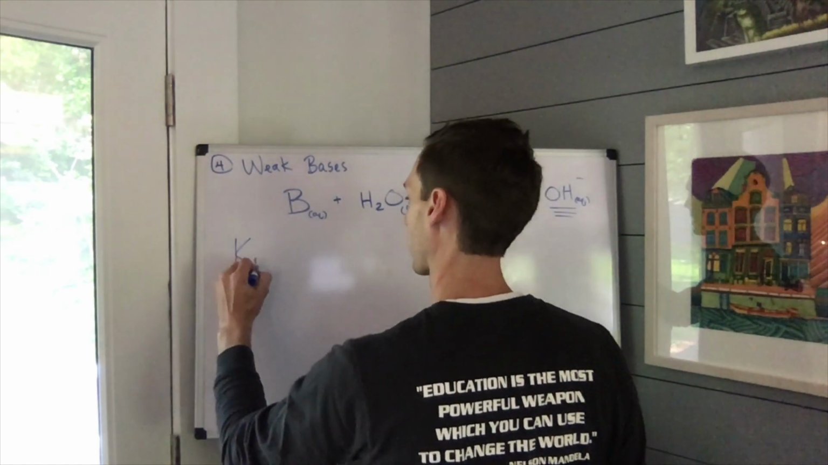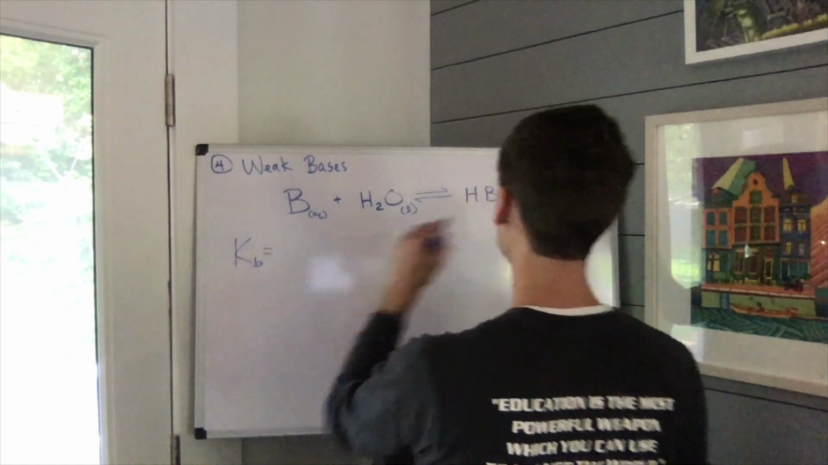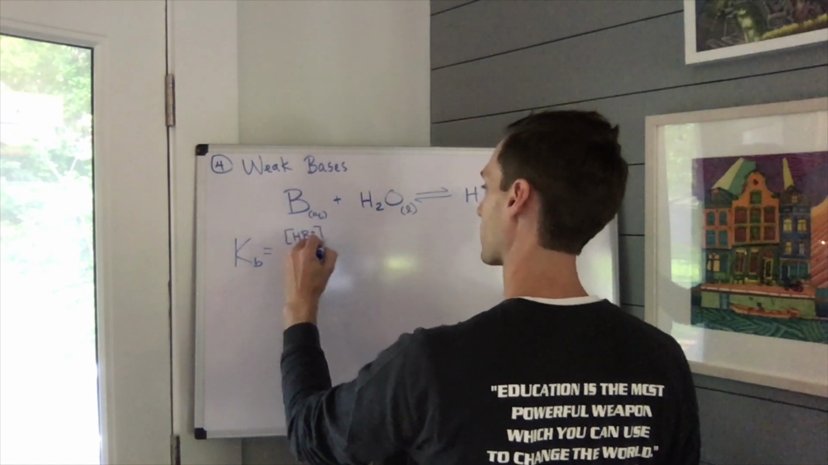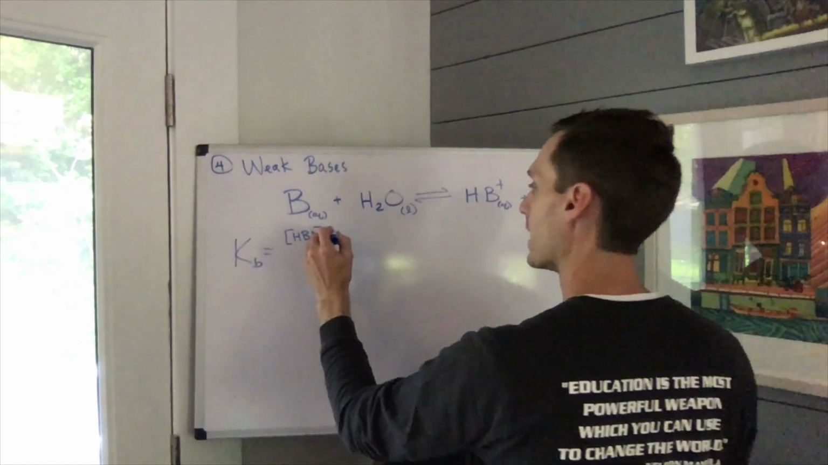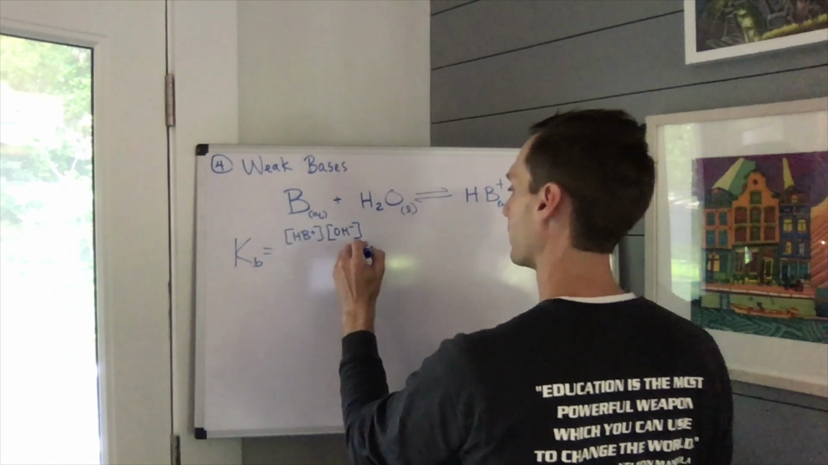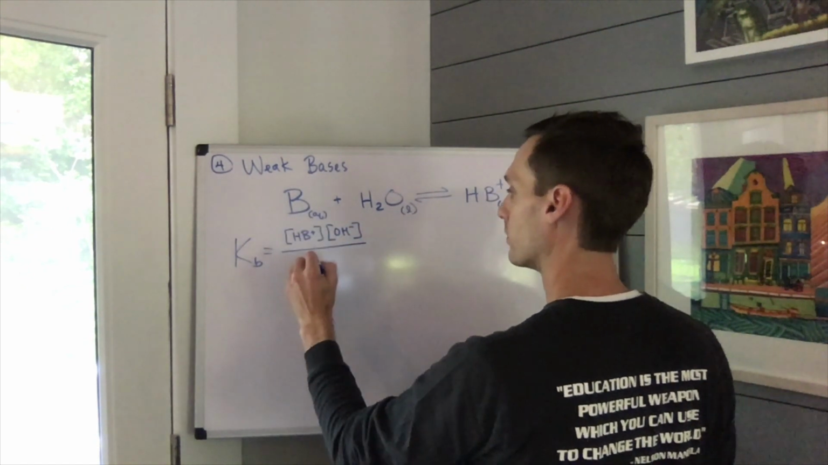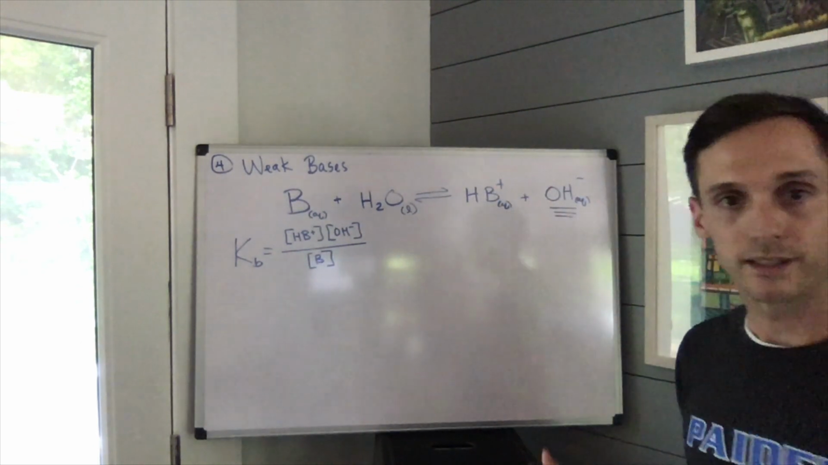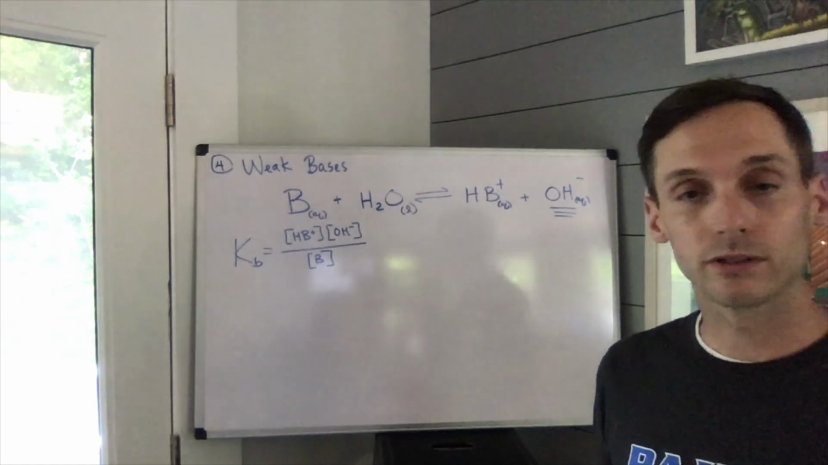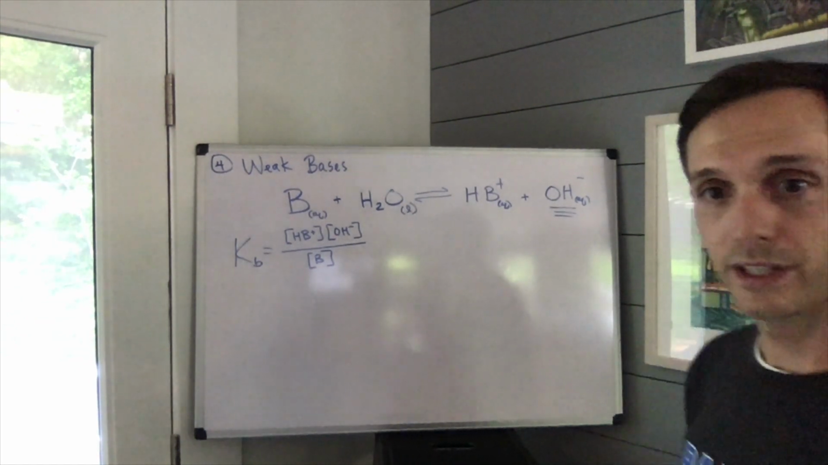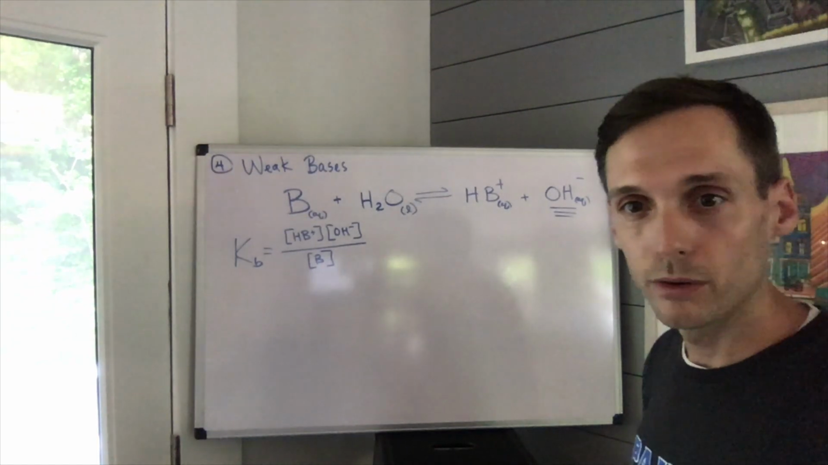So I'm going to put our Kb is equal to our HB plus molarity, that would be our conjugate acid, times the OH minus molarity, conjugate base, all over the molarity of our base. Okay, so that's going to be the general setup, just like we did for Ka. I'm going to show you a real example just to go through the steps.